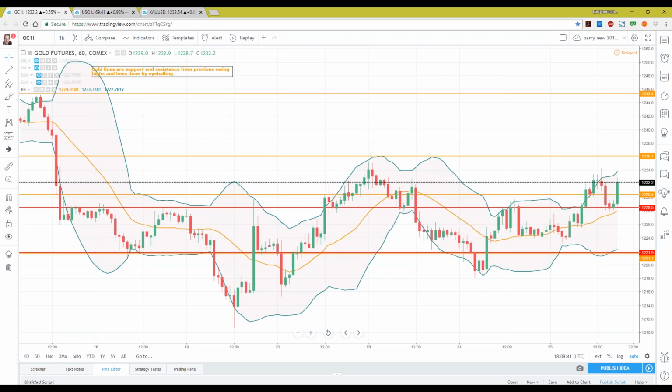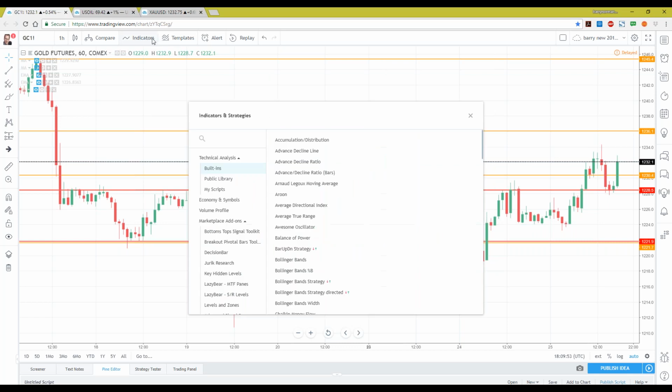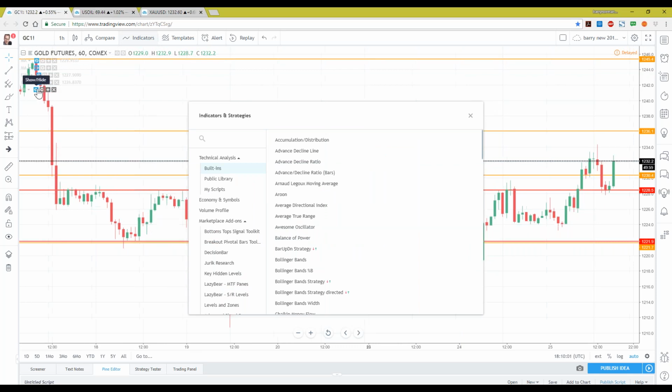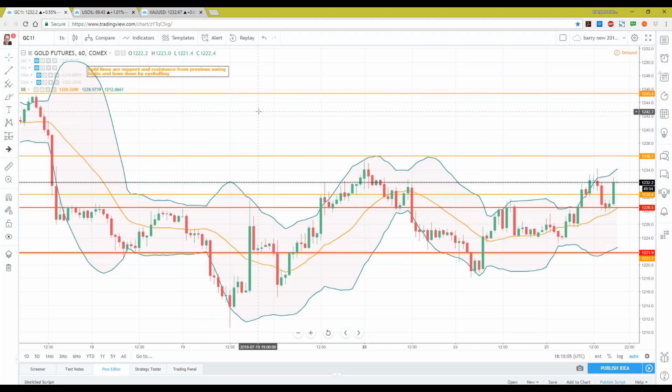So I've already added it for you. We're looking at a chart of gold right here. This is the current chart of gold. I went up to the indicator up here, located Bollinger Bands, clicked on Bollinger Bands, and had them drop into the chart. But for class, I've done that a little bit ahead of time because I wanted to color them so that you could see them a little bit better in class.